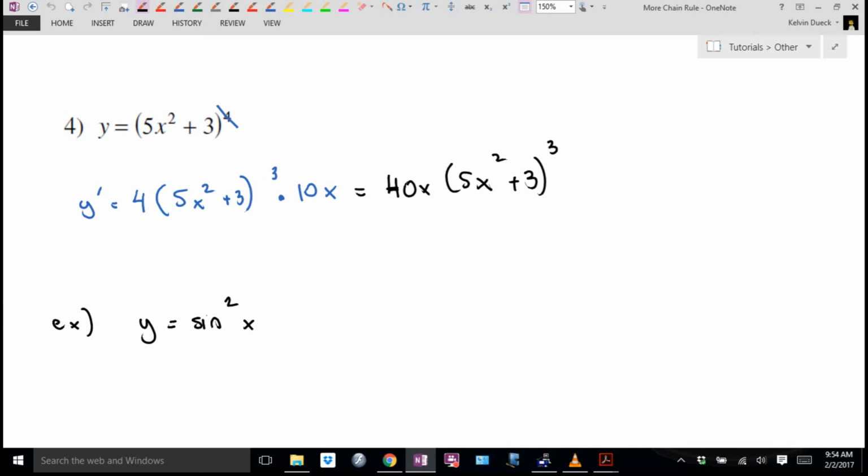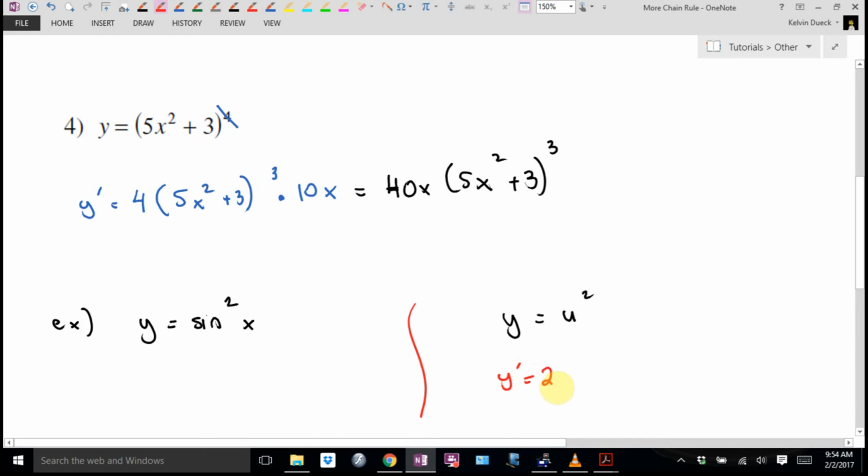It's not sine squared x. Yes, it is. No, it's not. Here's what it really is. It's y equals something squared. That's what it is. Something squared. How would you take the derivative of that right-hand function? You would go like this.